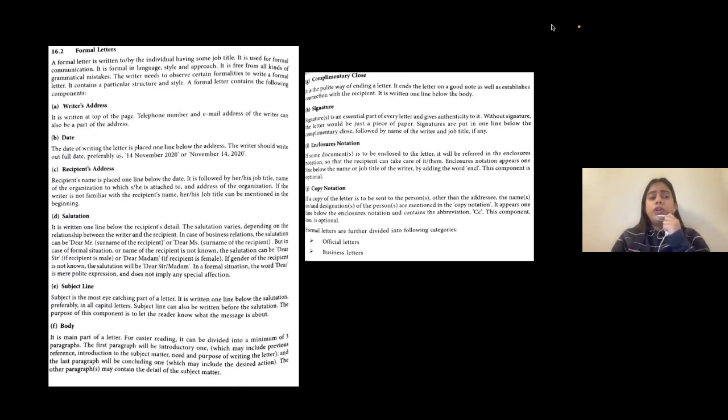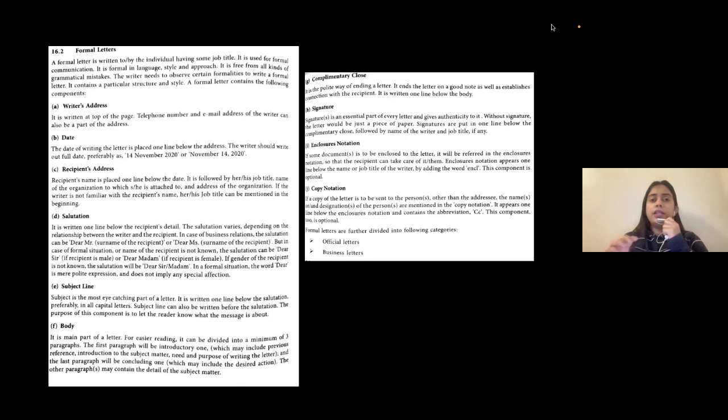So first comes your writer's address, then comes the date, then comes the recipient's address. Writer's address is the address of the person who is writing the letter. You leave a line, comes the date, then you leave a line, comes the address of the person you are writing the letter to, then comes the subject line.